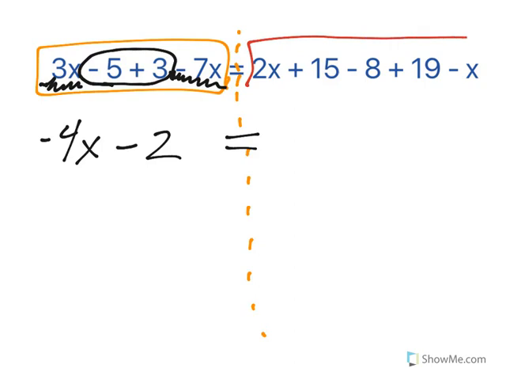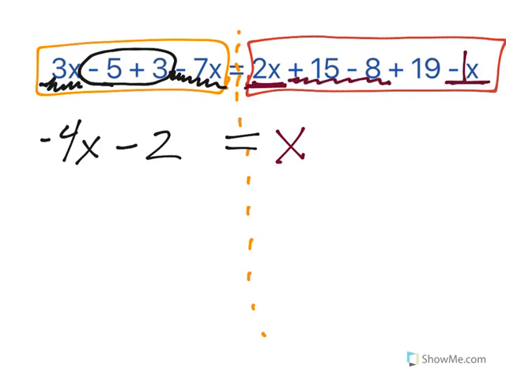Now, let's focus just on the right side. What kind of like terms do you have? First I have 2x minus x. Remember, if there's no number in front of the variable, it's automatically a 1. So I have 2x minus 1x, which is just 1x. And then I have 15 minus 8, which is 7, plus 19, which is a positive 26. All right, I've made the problem a lot simpler.